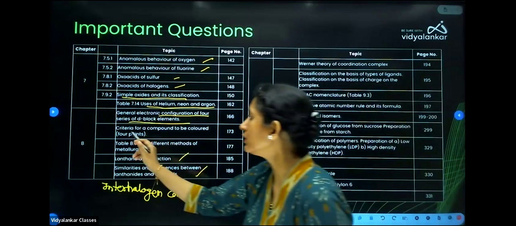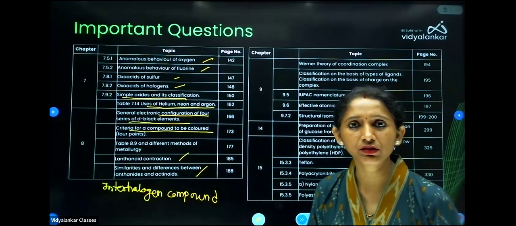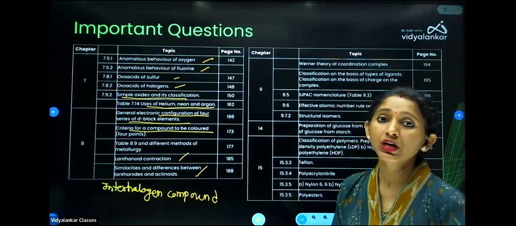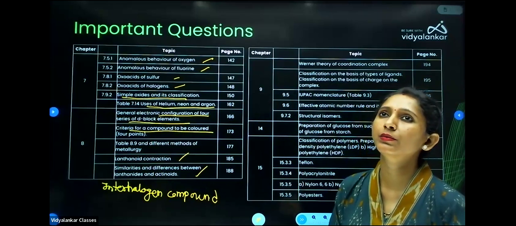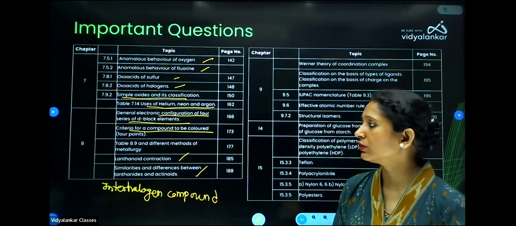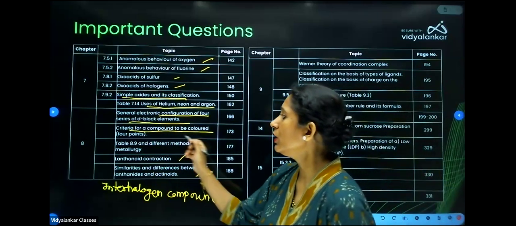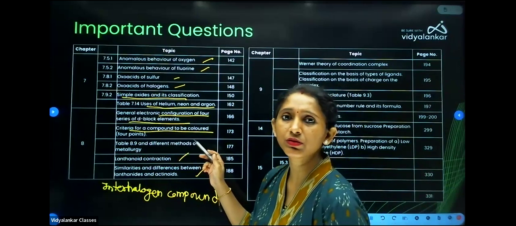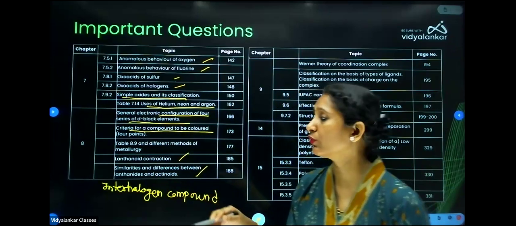Then, what are the criteria for the compounds to be colored? Only 4 points are given in the textbook with respect to the criteria for a compound to be colored. Read those points properly, like considering the number of unpaired electrons, d-d transition, and the geometry of the complex. These points are related to a compound being colored. Generally, a give reason question comes on the basis of this topic. So do not skip this.